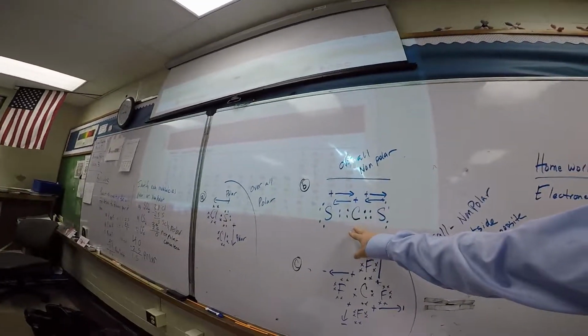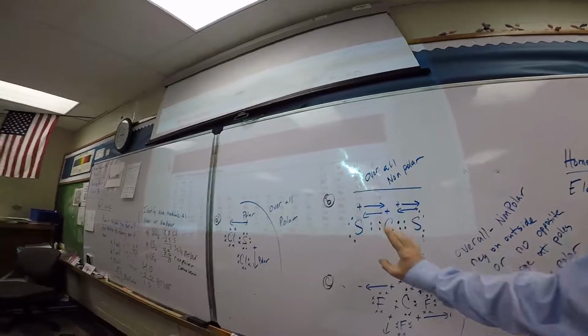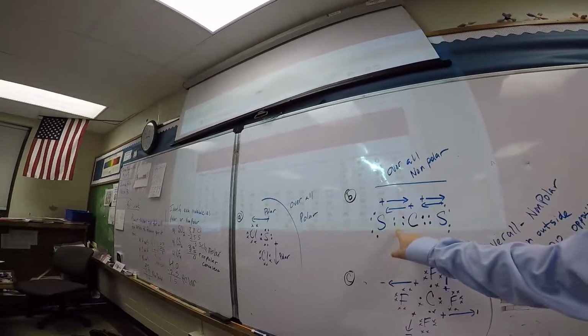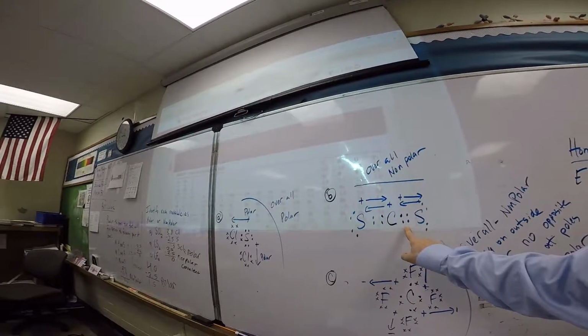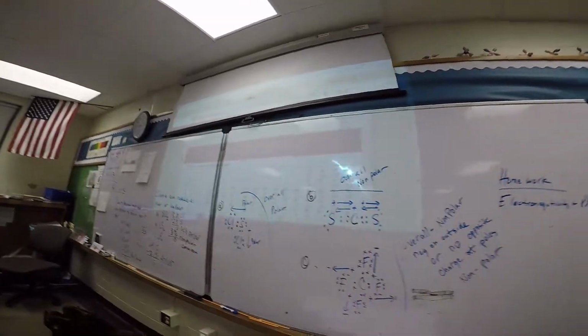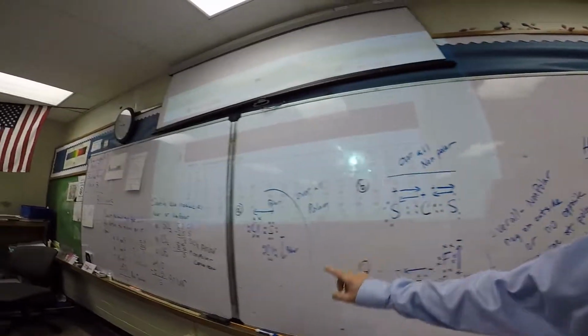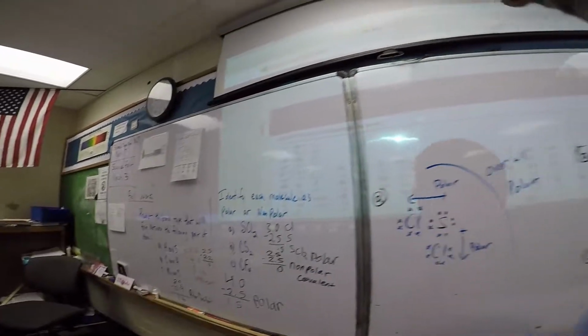So here, we've got carbon in the middle. Remember, the goal is to get 8. Both of them have them now, so it's going to be a double bond right here and a double bond here. Does everybody see that? So if we look at the bond between the two, it is non-polar, 0.